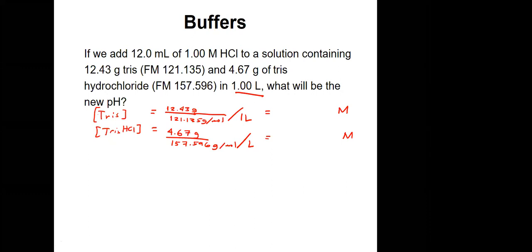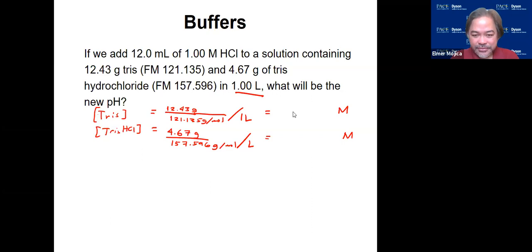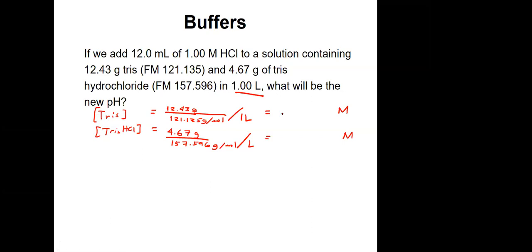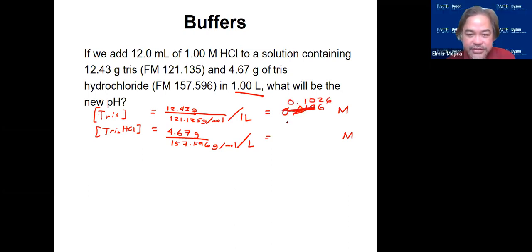For the Tris, I got 0.1026. And Jen typed there 0.0296.